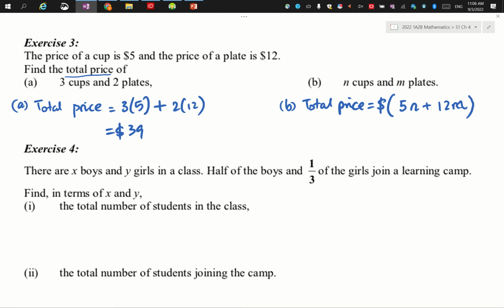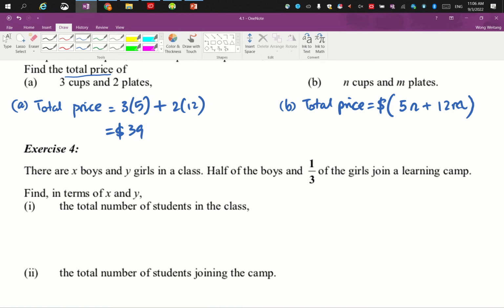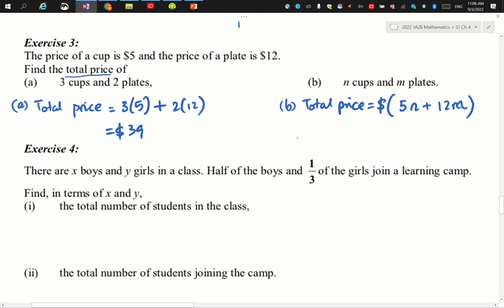Okay, so also notice how I put my units. I didn't express it like this, 5n plus 12m. I didn't, because I prefer to just put the dollar sign one time. Then I put the brackets around the 5n plus 12m.